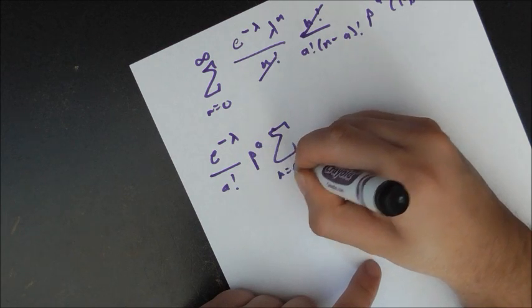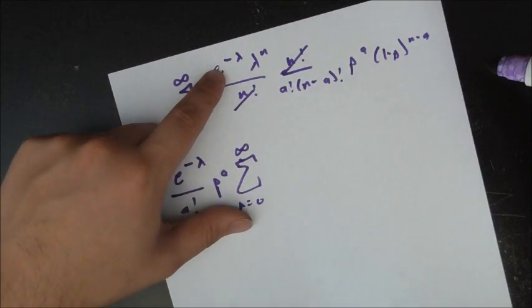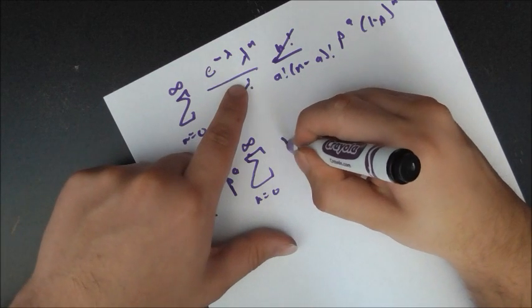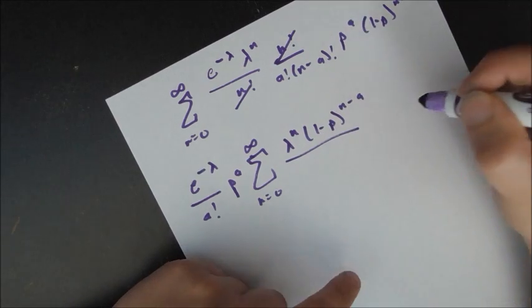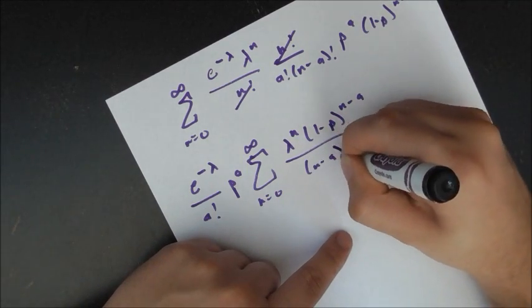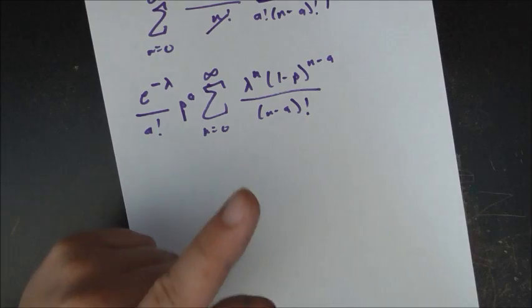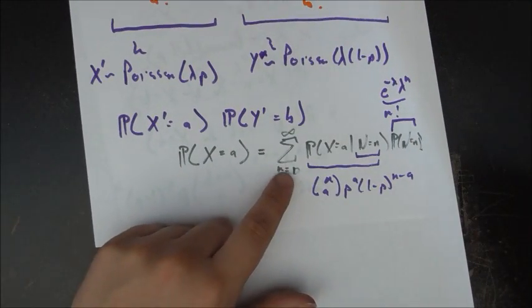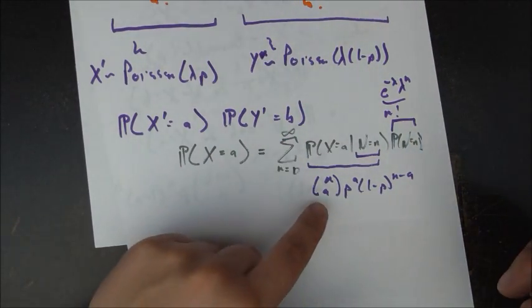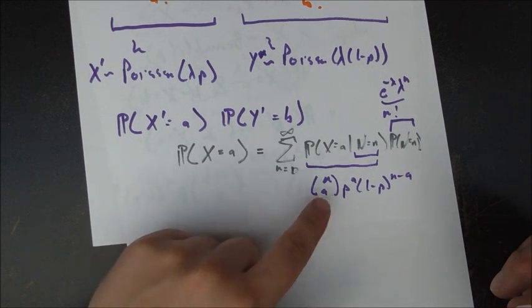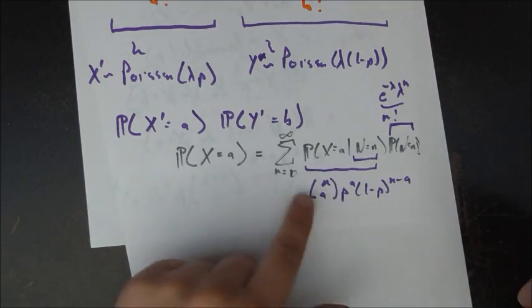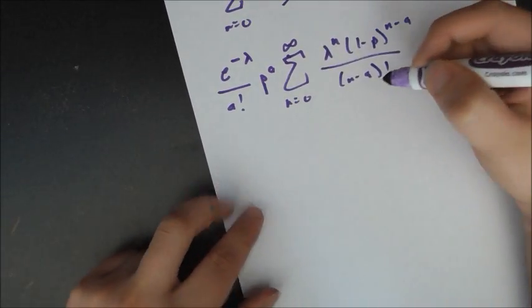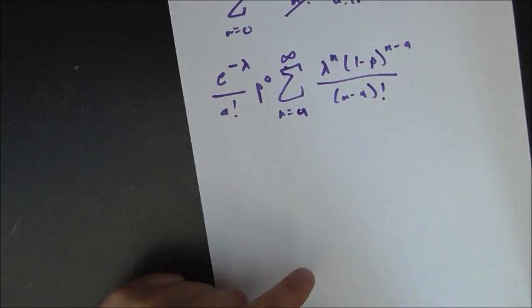So this is n equals 0 to infinity, we're going to have lambda to the n, and 1 minus p to the n minus a, over n minus a factorial. Now, let me make a quick note. Instead of taking the sum from n equals 0 to infinity, we need to take the sum from a to infinity, because if n is less than a, then n choose a is 0. So these are all zeros. Let me change that 0 to an a.